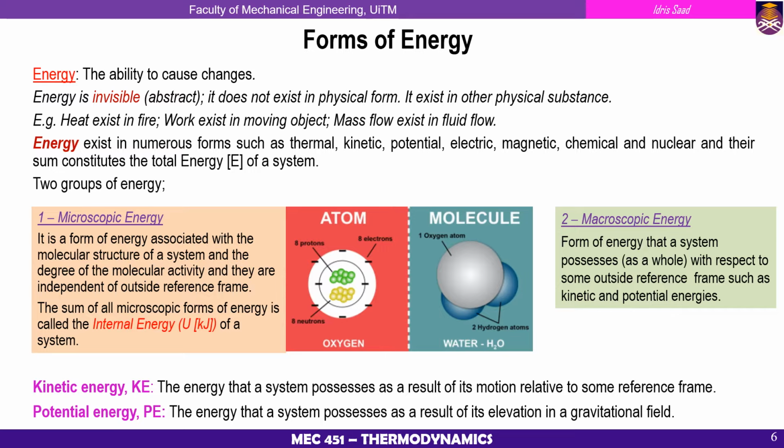In order to understand the microscopic energy, we need to refer to the figure of atom and molecule on this slide. As we learn in chemistry, the molecule is made of atoms. In an atom, we have proton, electron, and neutron. The movement of electron will produce the electrical and magnetic energy on the molecule. So now, the molecule has electric and magnetic energy.